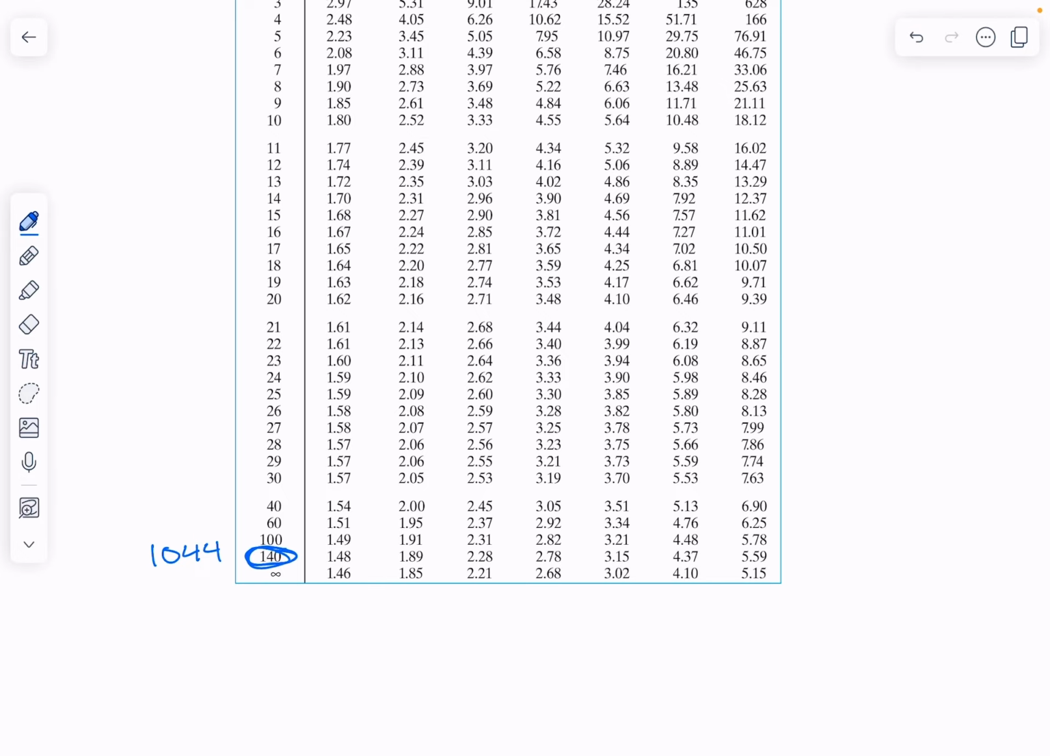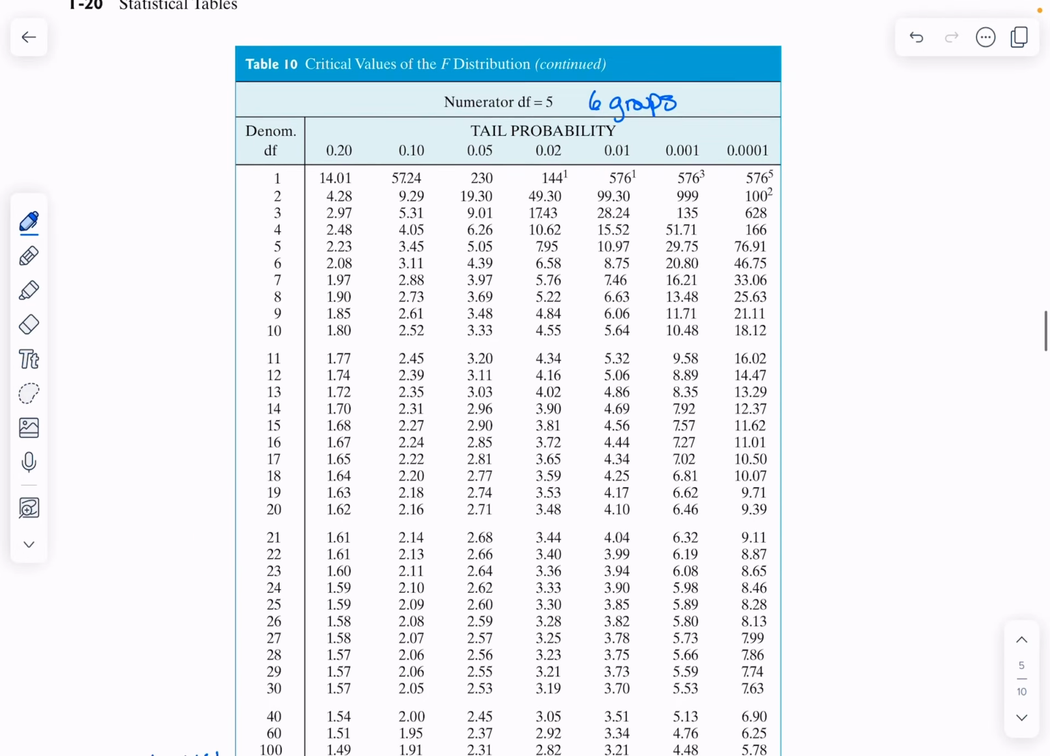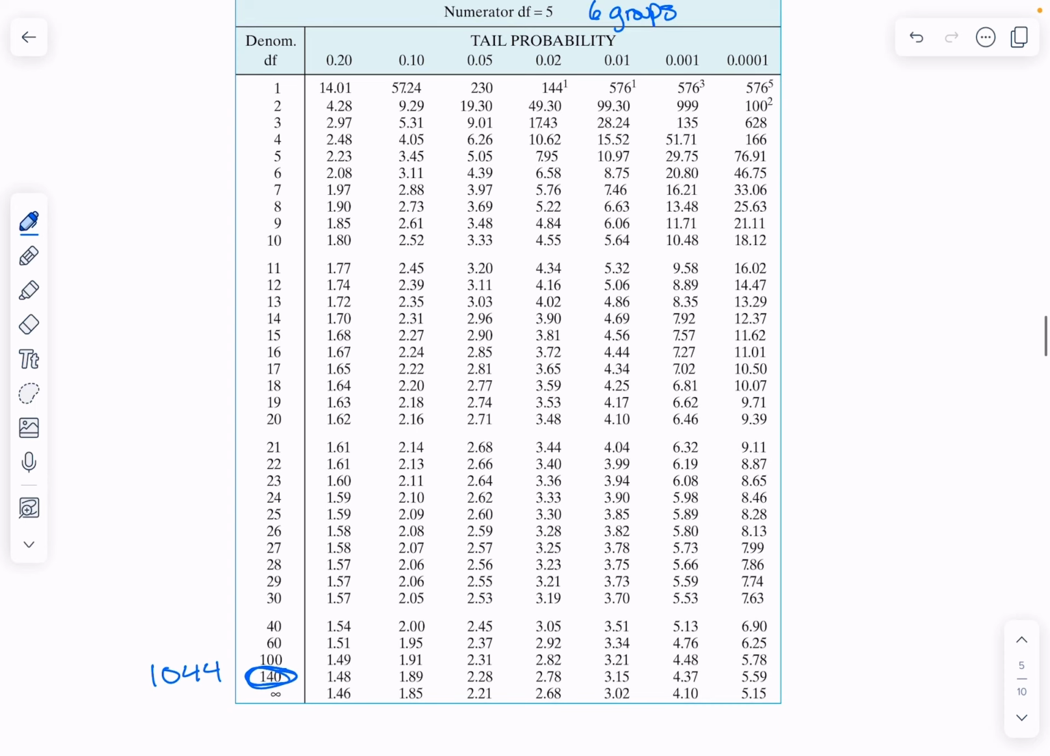So what would my cutoff have been? My cutoff for 5% would have been just 2.28. So for 0.05 being my 5% cutoff that I'm willing to live with, the degrees of freedom would have been 5 and 1,044. That cutoff was 2.28.